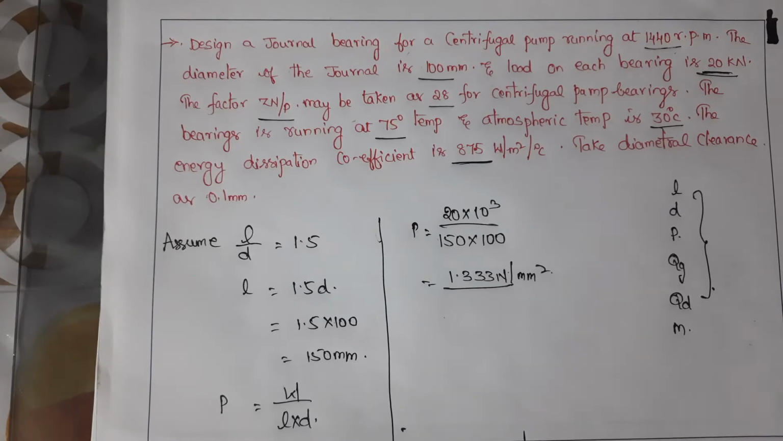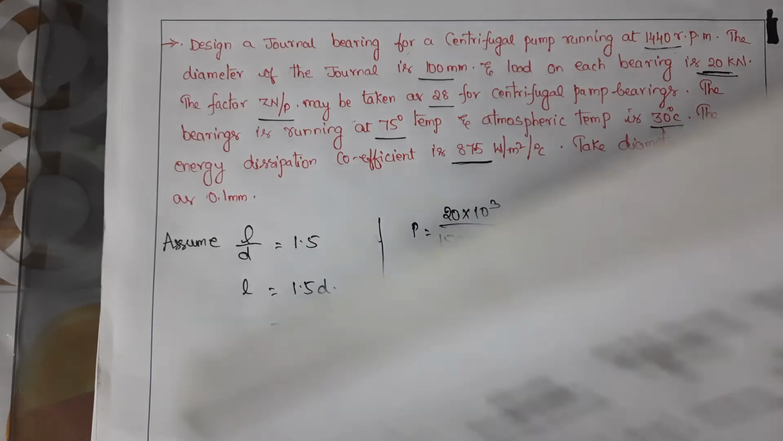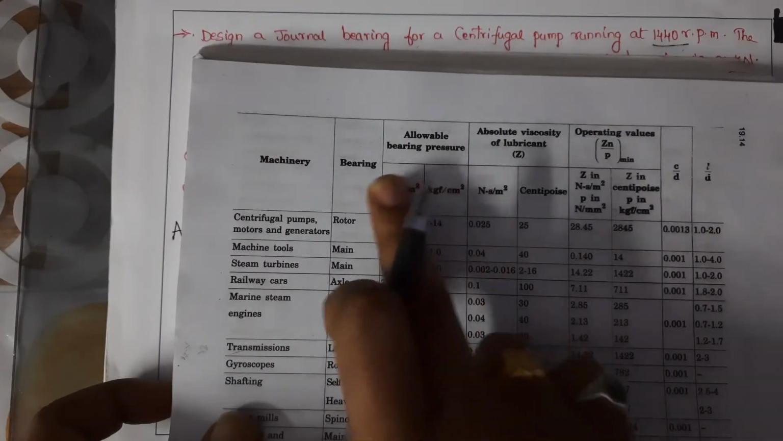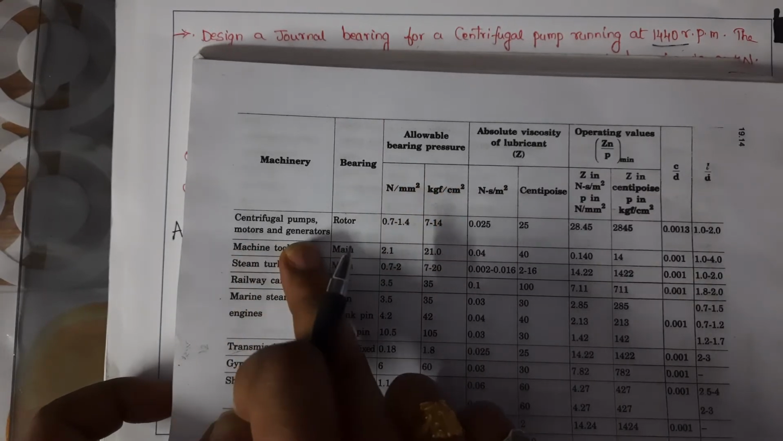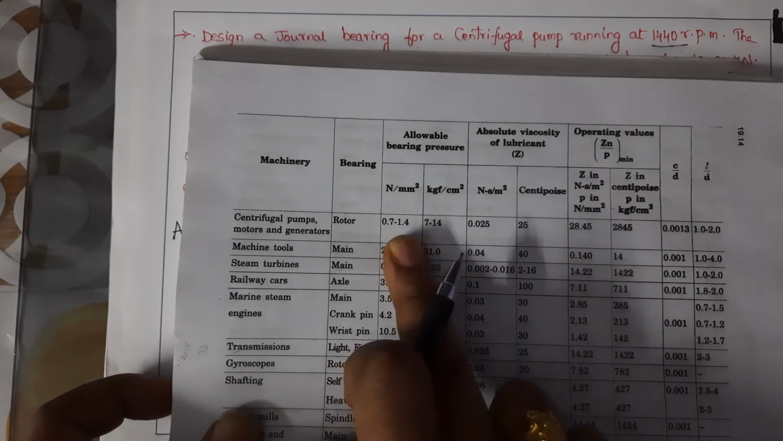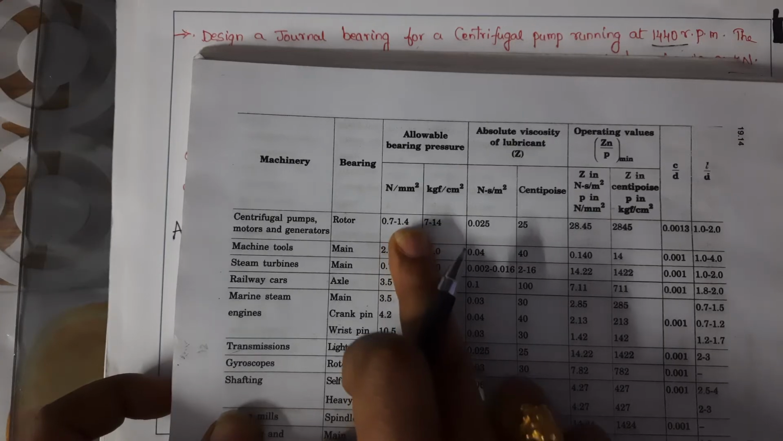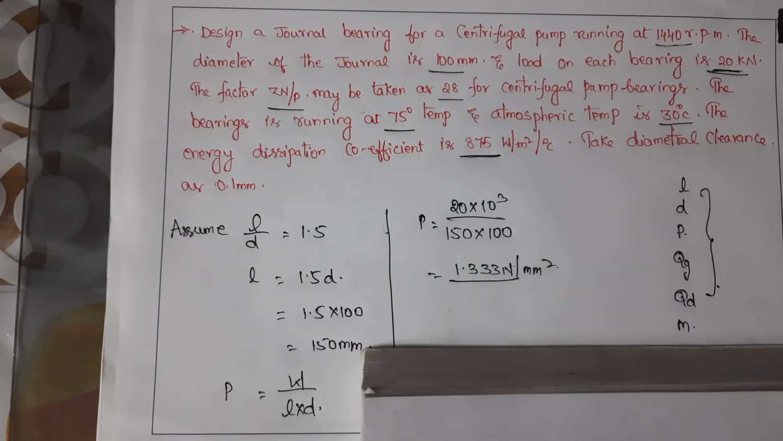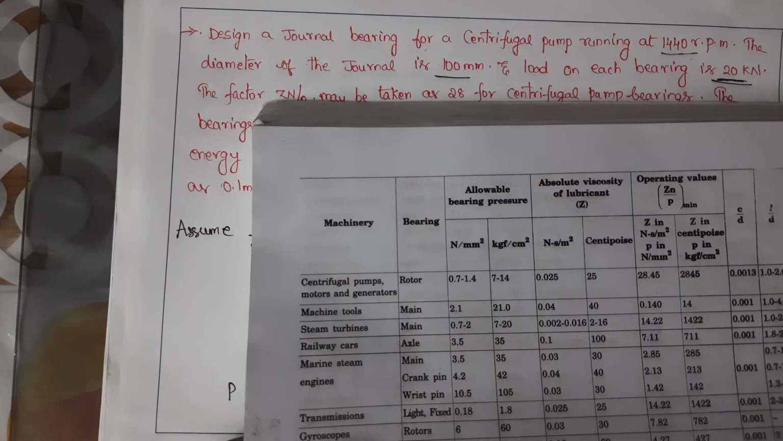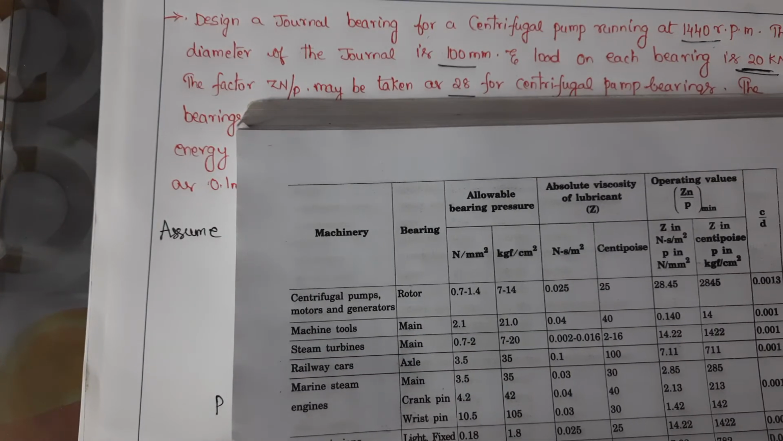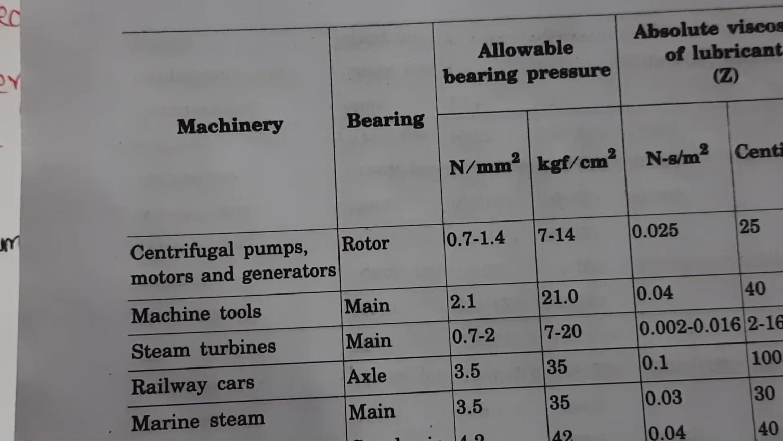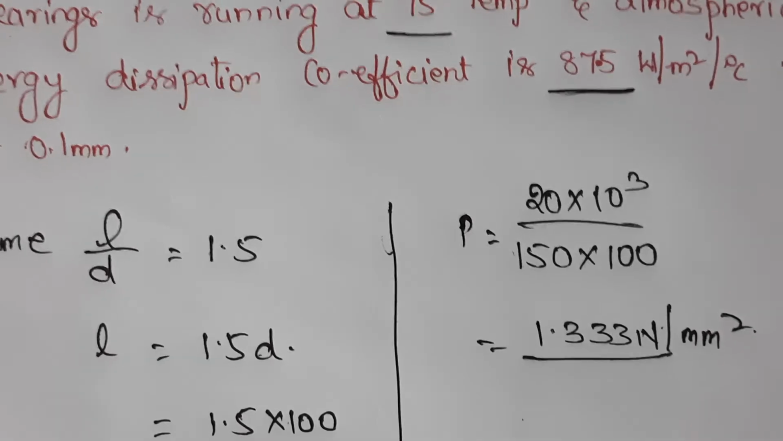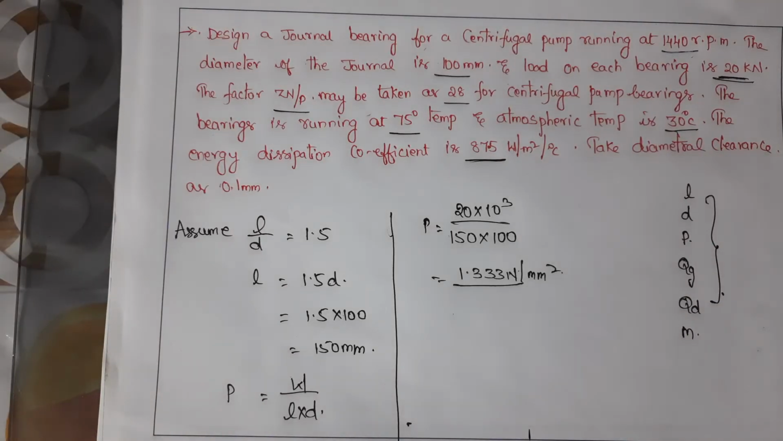In the data book, you go to page number 19.14, where you can find allowable bearing pressure. The allowable bearing pressure for centrifugal pump is between 0.7 to 1.4 Newton per mm square. The value that we have got is 1.33. So our bearing pressure is within the limits, so we can continue the procedure.